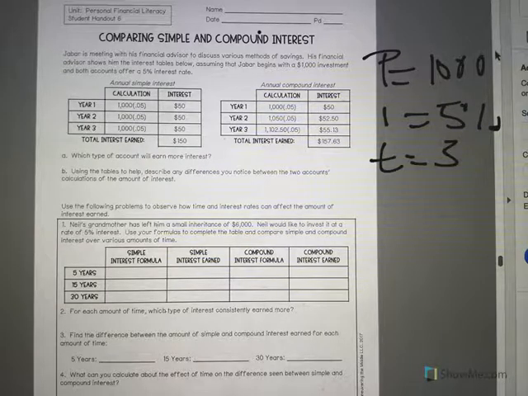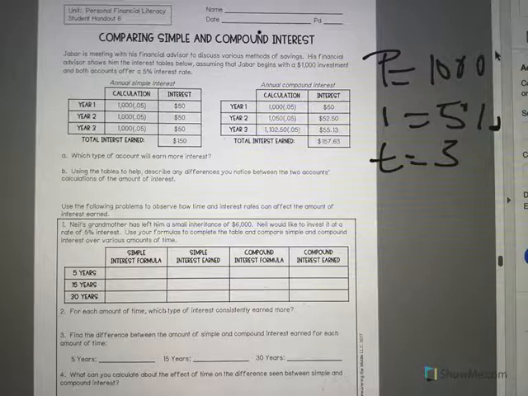Okay, so we're going to look at year 1. We just take 1,000 and we multiply it by 5% or 0.05. In year 1 we get $50. No surprise with simple interest. In year 2 we get $50. In year 3, guess what? It's $50. So if he puts in $1,000, he's going to make with simple interest $150.